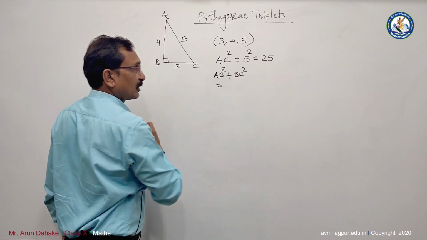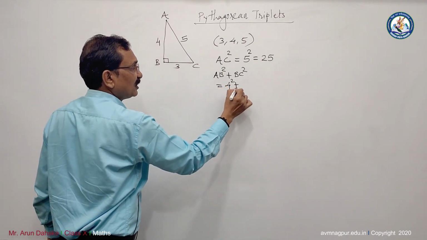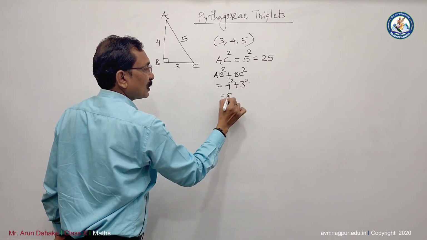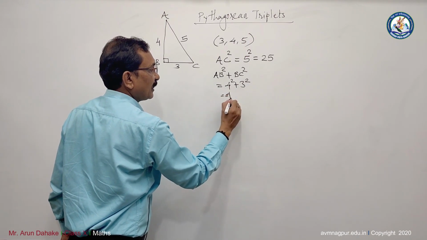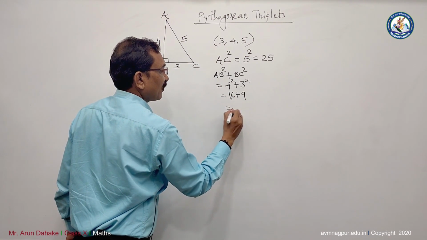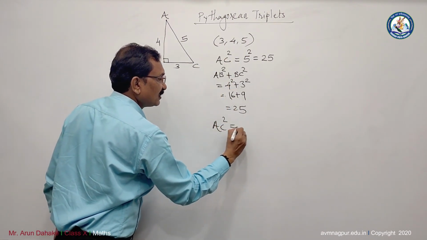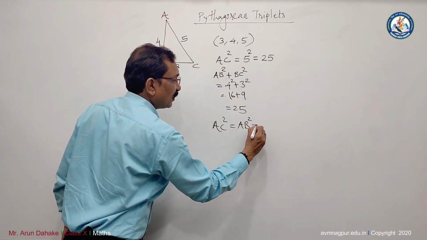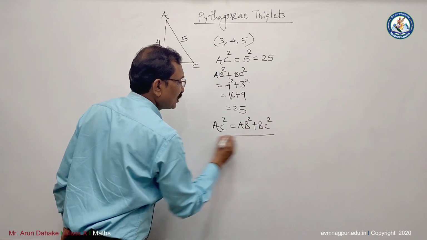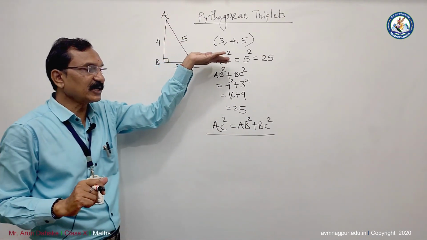Is it true or not? Here AB is 4 squared plus 3 squared, and that is equal to 16 plus 9, which is equal to 25. That means we proved that AC square is equal to AB square plus BC square by using the concept of the Pythagoras theorem. It's the converse part of the Pythagoras theorem.